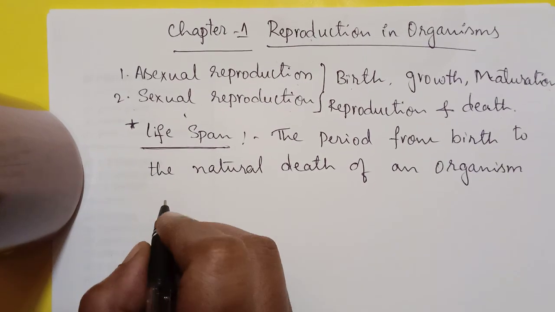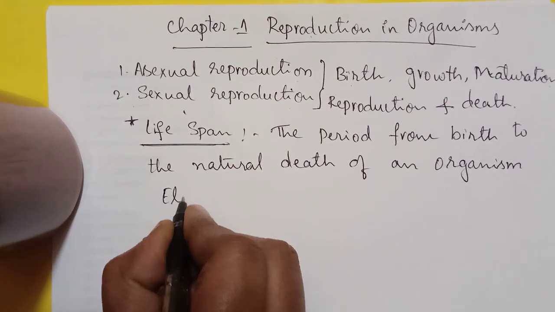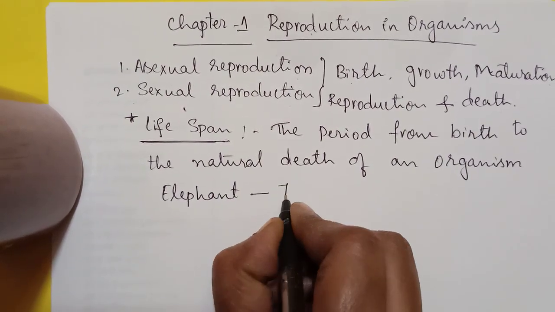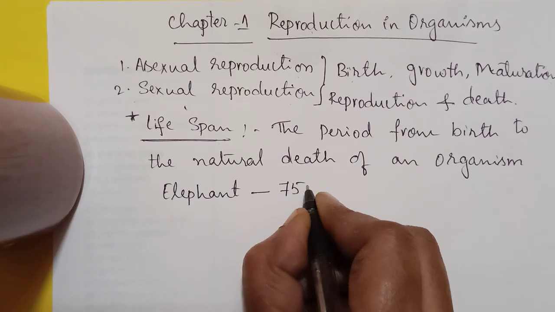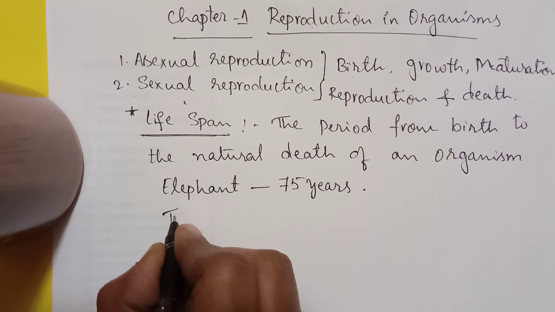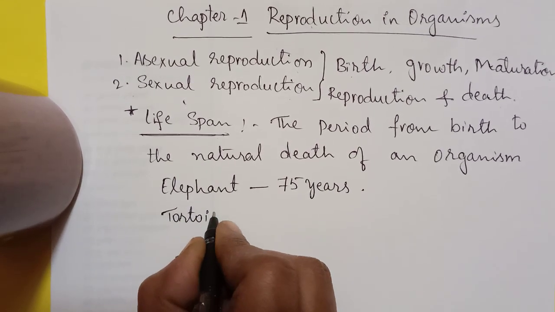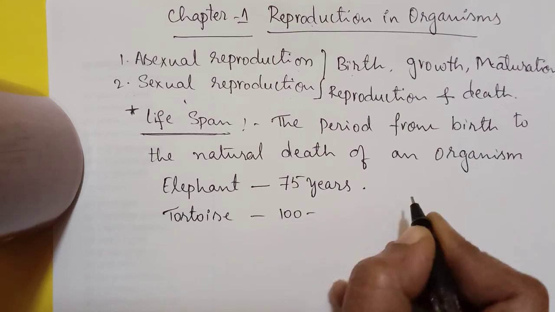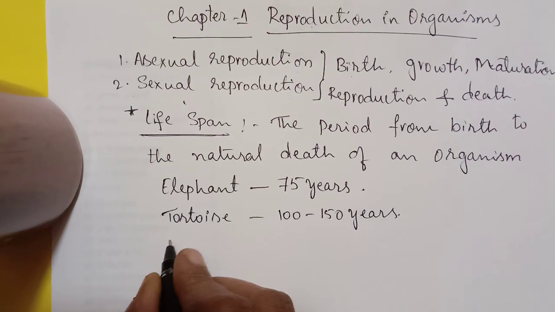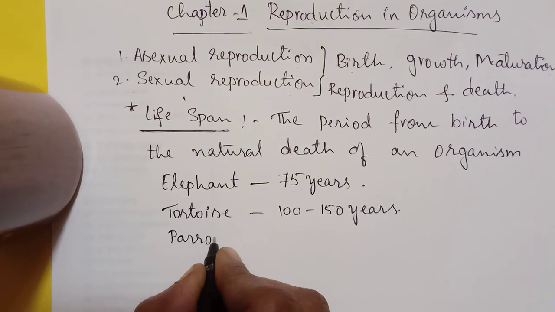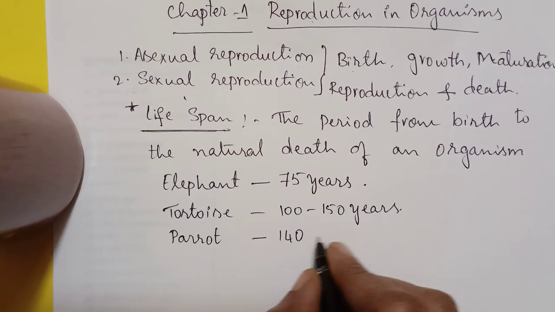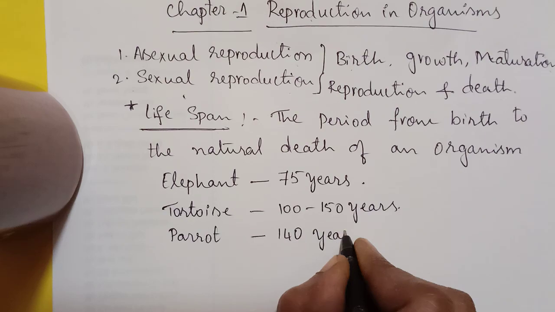So for example, here I am going to take the elephant, which has a lifespan of 75 years, and one more example, the tortoise, which has a lifespan with an average of 100 to 150 years, and one more example, the parrot, which is a small bird which has a lifespan of 140 years.